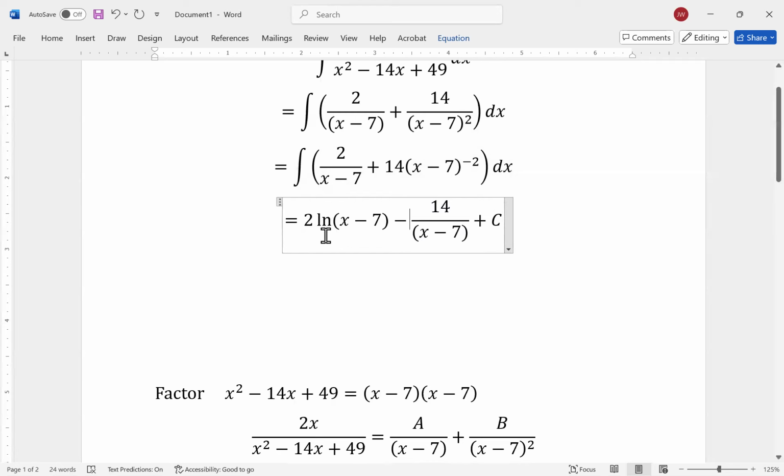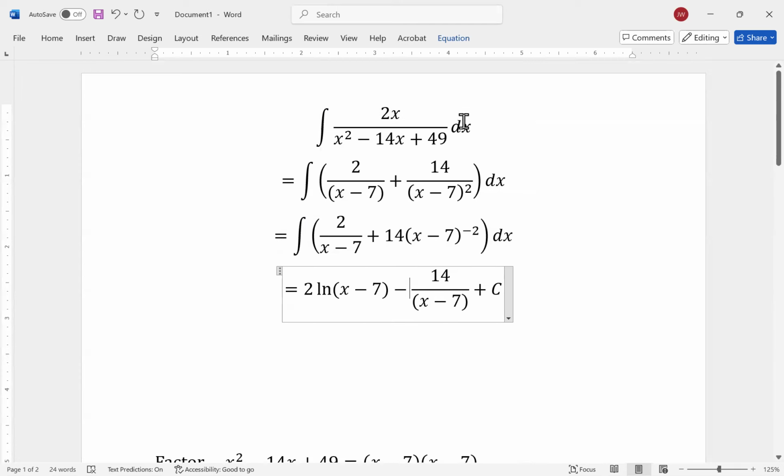If you want to call this natural log of (x minus 7) squared because you want to take the 2 in and use some power rules on natural logs, you can do that as well. But this is what you end up with: 2 times natural log of x minus 7, minus 14 over x minus 7, plus any constant that we want. That's the antiderivative of this rational function.